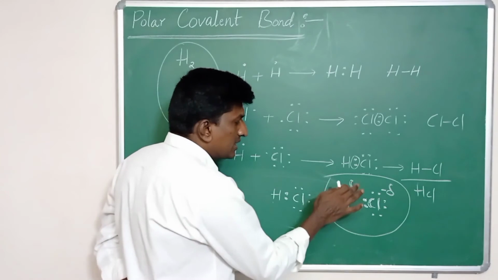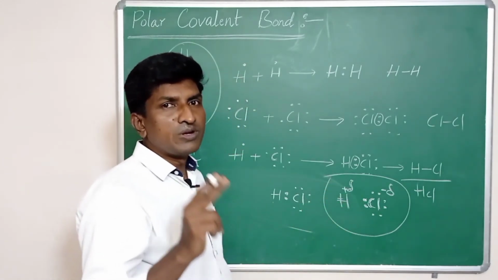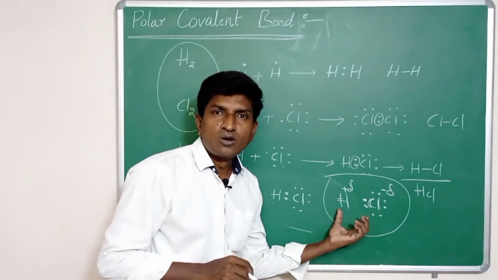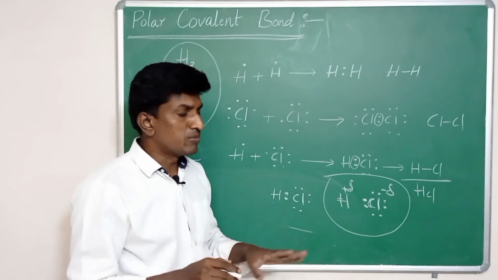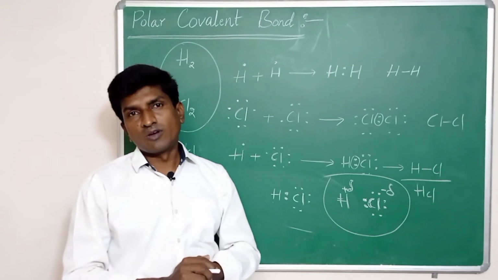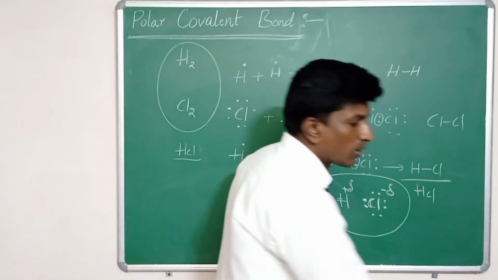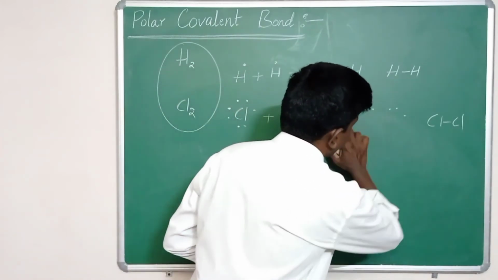So that's why the covalent bond formed between two dissimilar elements is called a polar covalent bond. Whenever the bond is formed between two dissimilar elements, that bond is said to be a polar covalent bond, and these molecules are said to be polar covalent molecules or polar molecules.